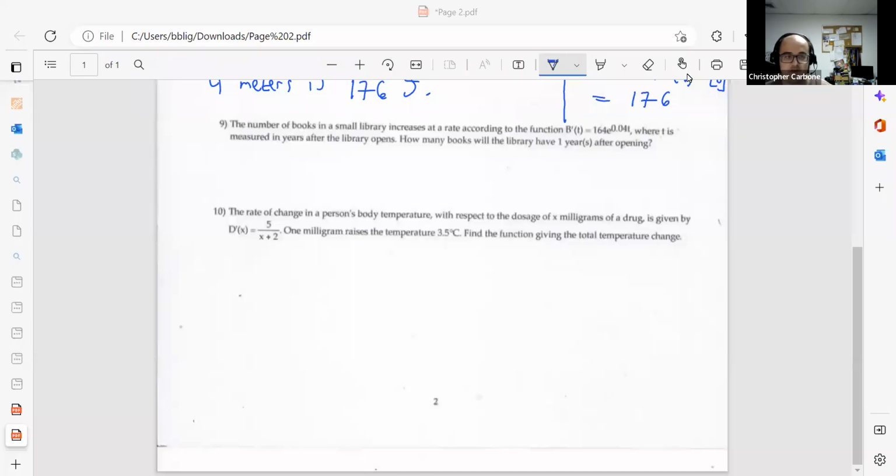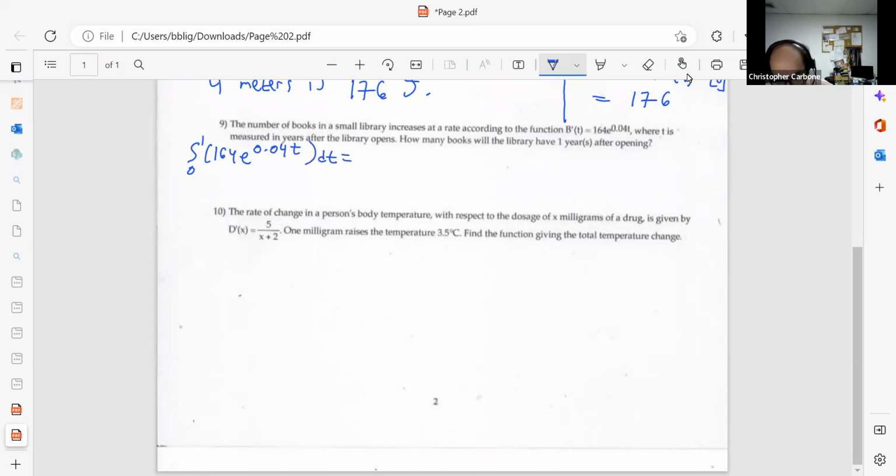For question number 9 of our final exam review for the short answer questions, the number of books in a small library increases at a rate according to the function b prime of t is equal to 164 times e to the 0.04t, where t is measured in years after the library opens. We want to find how many books the library will have 1 year after opening. This is the integral from 0 to 1 of 164 times e to the 0.04t dt.